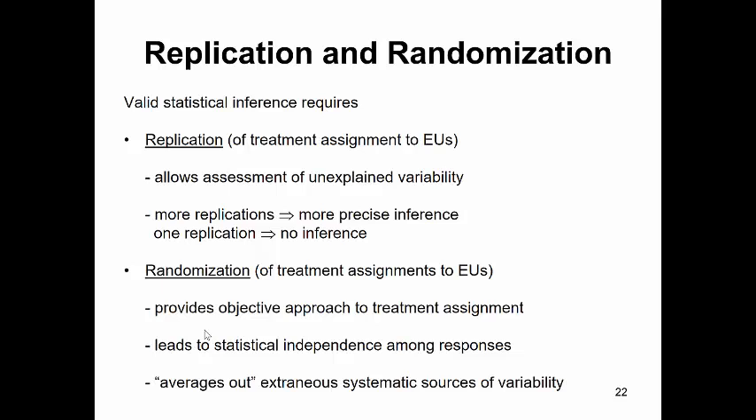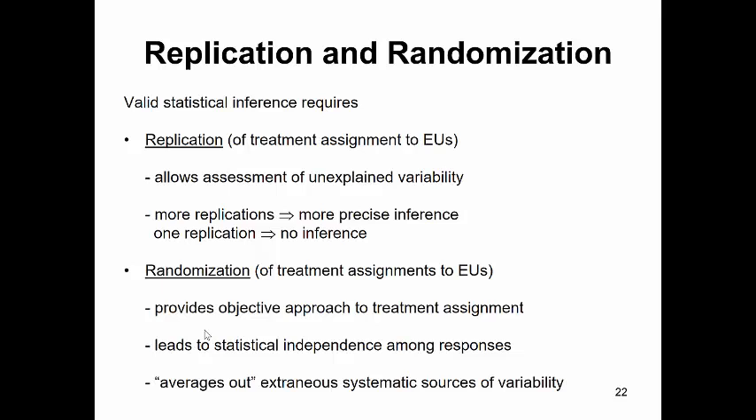So more replication means more precise inference. If you only have one replicate, it means that you can't do any inference. Okay, so you can't make decisions from your data. Now, I will say that some people have overcome that in certain ways, but just in general, replication is going to allow you to make your conclusions.